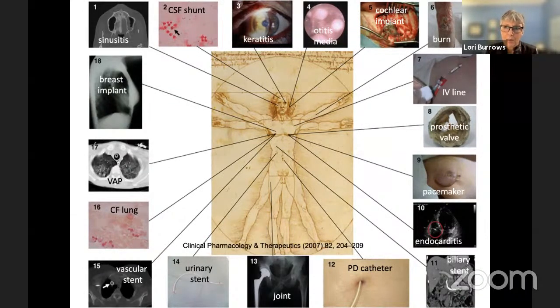And this is a problem because if it's something as simple as a urinary catheter or a urinary stent and it gets contaminated with a biofilm, you can remove it. But if it's something more serious, like an implanted joint, so a hip or a knee, or even in the cystic fibrosis lung, you can't remove that thing easily, right? So it becomes very difficult to treat those types of infections.